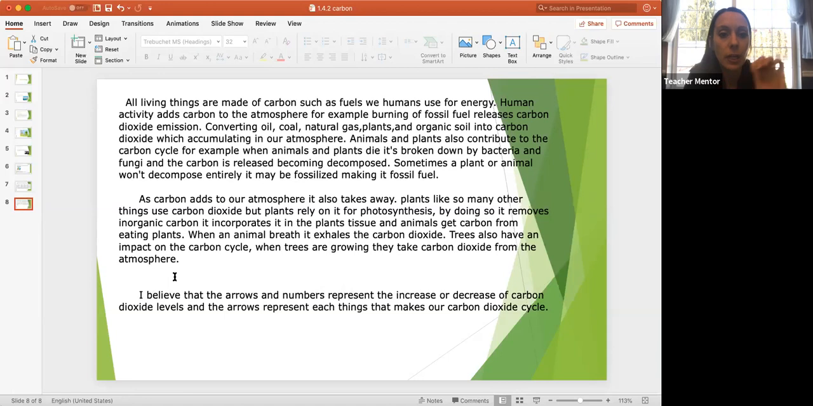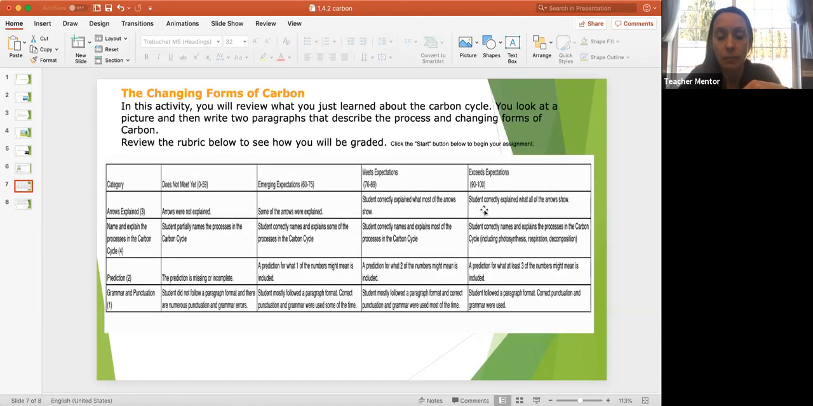Okay. So as we think about the rubric, did the student, let's go back to it. Arrows, were they explained? Yes. In paragraph 1, they talked about the arrow coming down, where carbon is being released. Paragraph 2, they talked about where carbon is being used. Name and explain the processes in the carbon cycle. We are looking to include photosynthesis, respiration, and decomposition, and the student addressed each one of those. Prediction, that last part, the student gave a prediction about what they think those numbers represent. And then the last one, grammar and punctuation.